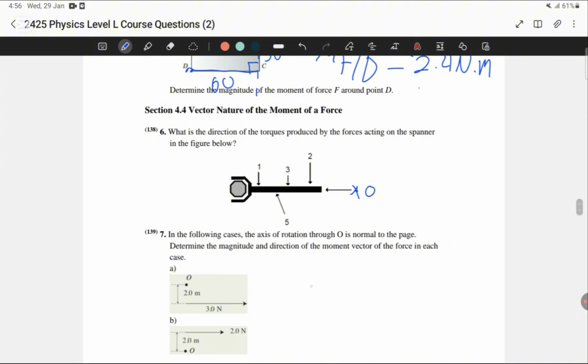Firstly, you check here. This force is going to be going downwards, so it's going to be moving clockwise for 1. For 3 as well it's going to be moving clockwise, and for 2 as well, clockwise. So 1, 3, and 2 are negative. Let's see 5. It's going to be going like this, so it's going to be counterclockwise, so 5 is positive. Okay, simple. Let's go to the next.